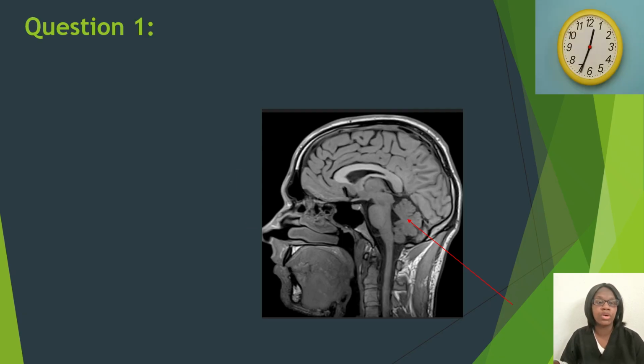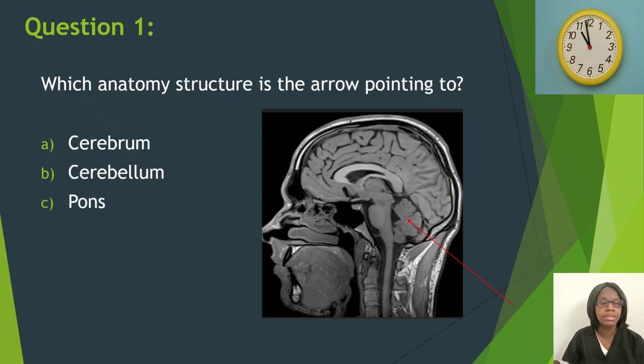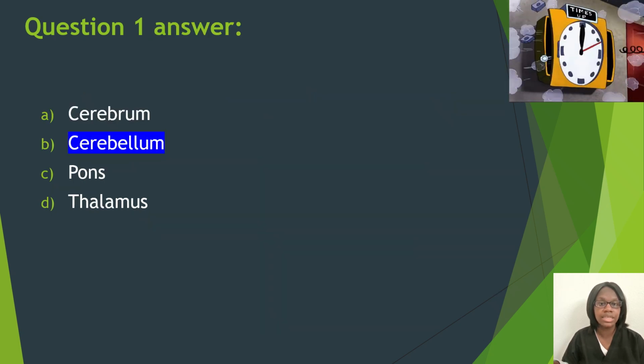All right, so for question one, which anatomy structure is the arrow pointing to? A, cerebrum, B, cerebellum, C, pons, D, thalamus. All right, the correct answer is B, cerebellum.